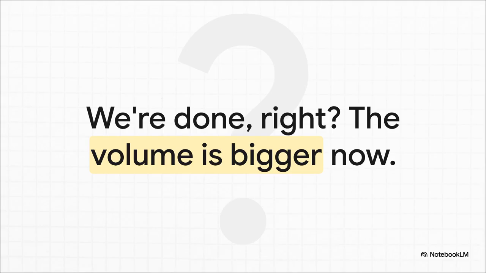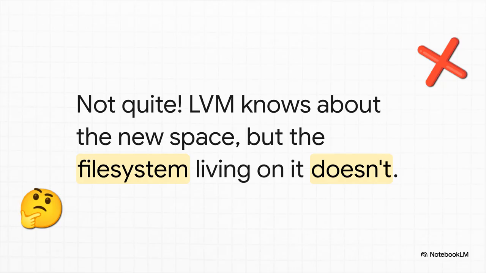This is a very, very common trap that a lot of people fall into. Whoa, not so fast. We're not done yet. See, this is where you have to remember the two different layers we're working with. We told the LVM layer that the volume is bigger, but the ext4 file system that's living inside that volume, it still thinks it's only 3 gigabytes. It has absolutely no idea about that extra 2 gigs of empty space we just added.